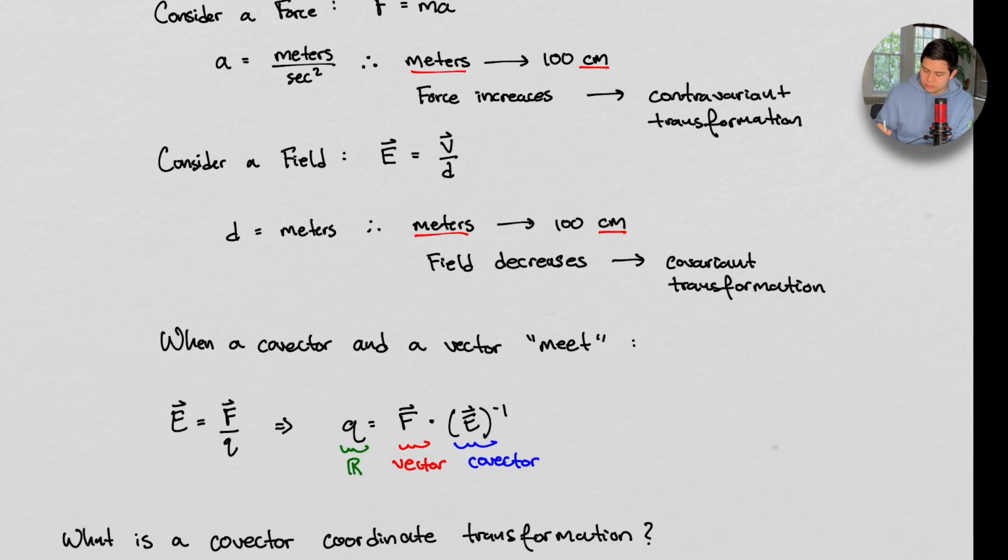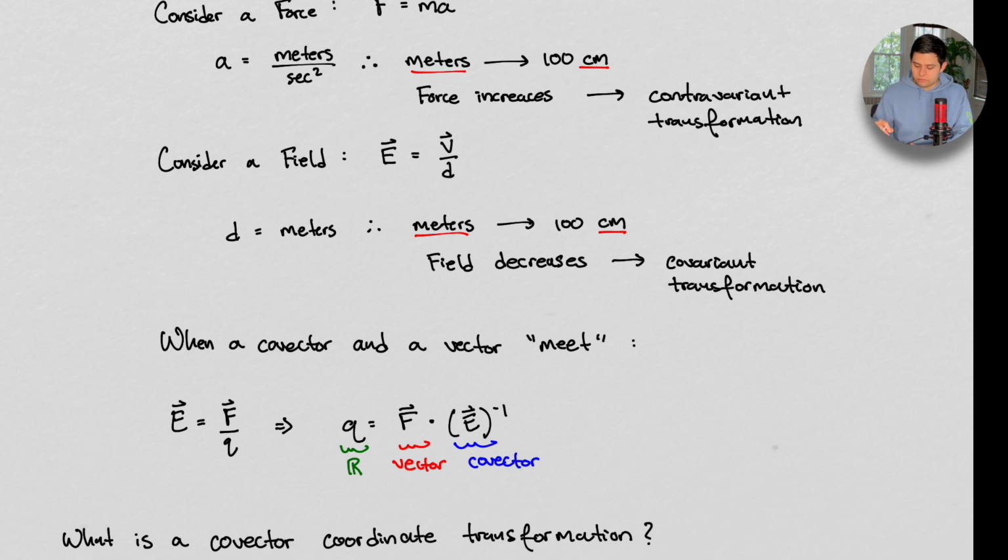If we consider a field, say the electric field equals voltage divided by distance. Well, if distance is measured in meters, and then we measure it in 100 centimeters, well, we're going from meters to centimeters. Again, that's a demotion in the units. We're decreasing the units to centimeters, but the field is also decreasing because we're dividing by 100. Okay, so this is a covariant transformation. It covaries with the transformation of the basis.